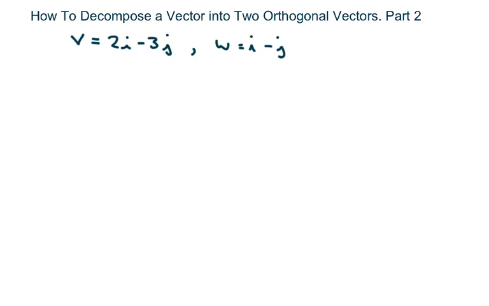Hi everyone. We're going to decompose a vector into two orthogonal vectors. Basically, we want to find the vector projection of V onto W, and we're going to decompose V into two vectors, V1 and V2, whereby V1 is parallel to W and V2 is perpendicular to W.